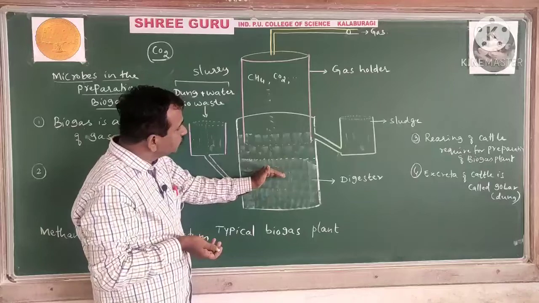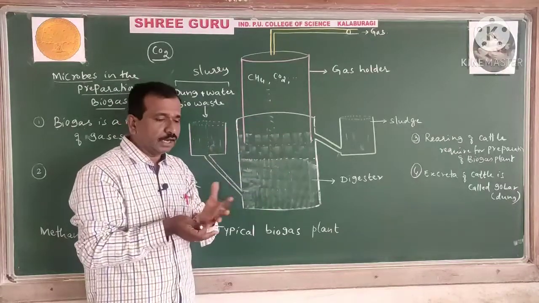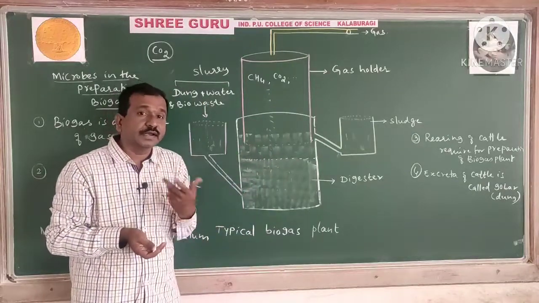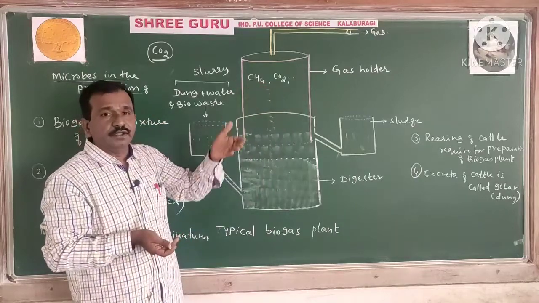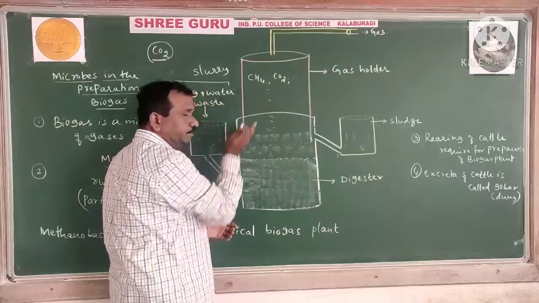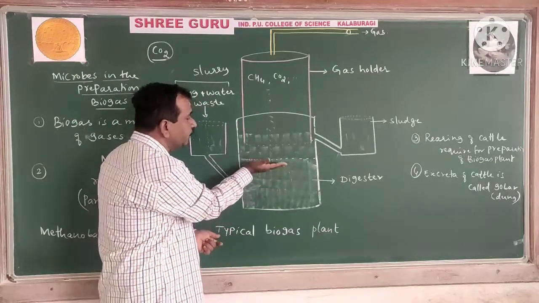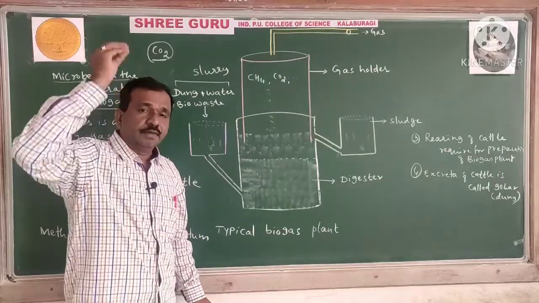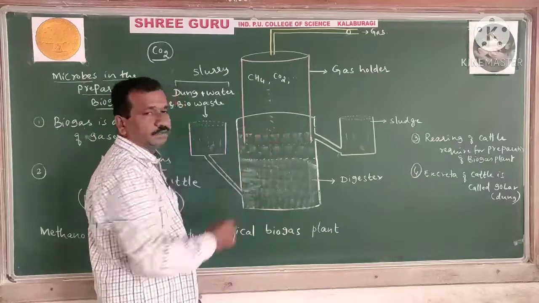So as soon as we have closed the lid, anaerobic bacteria like Methanobacterium start reacting. So what will happen? Gas is liberated. When the gas is liberated, the slurry comes up. The gas keeps going up, and the slurry also keeps coming up. Imagine the preparation of idli and dosa, how the flour comes up. Like that slurry also comes up.